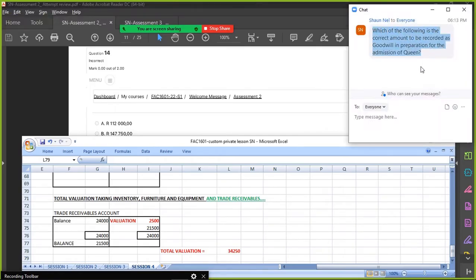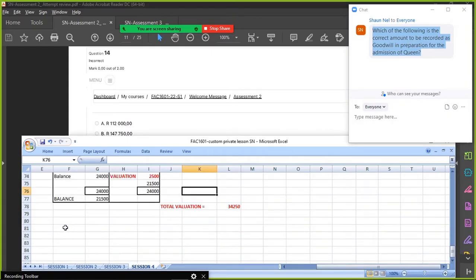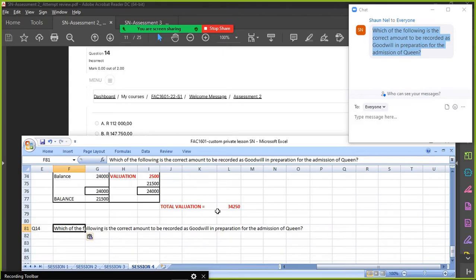Oh, goodwill. Okay, nice. Goodwill always comes up, hey? All right, question 14. Okay, what do you understand by goodwill? You tell me before I give you the revision.